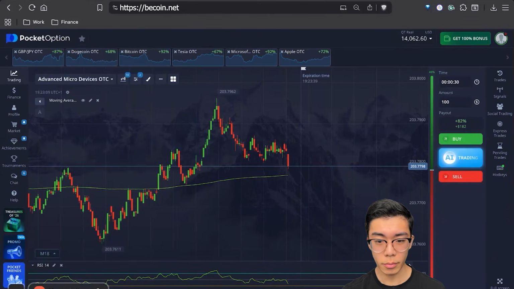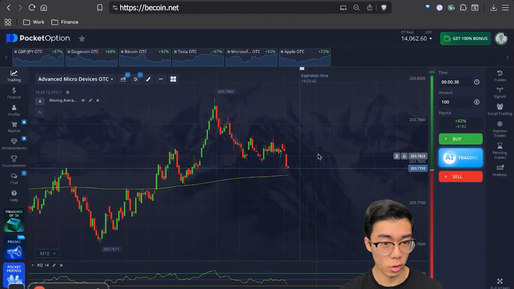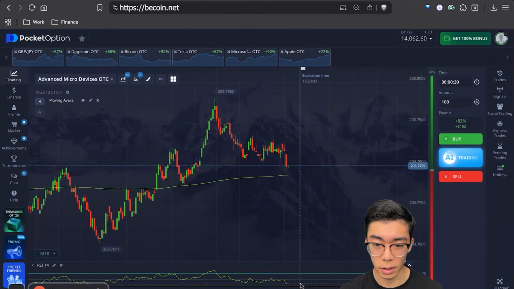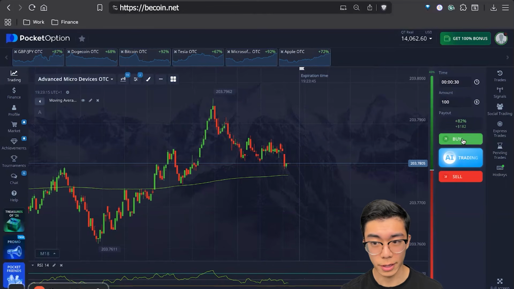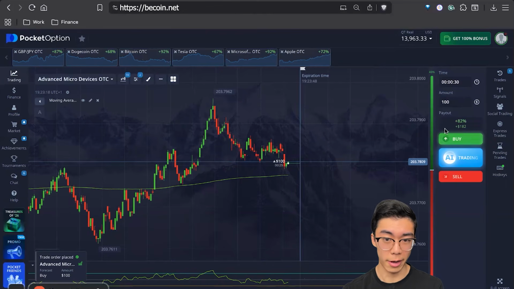And if it does something like this, where it's above the moving average right now, and it goes to around the 40 range, then it's going to be a perfect buy. So I'm going to do a buy right here, and happy trading.